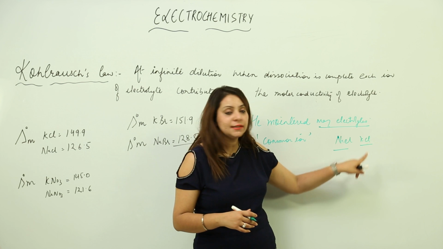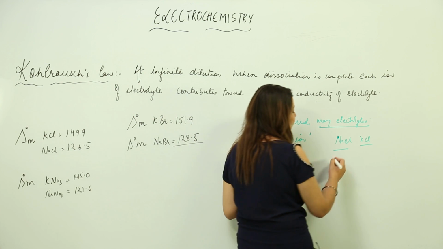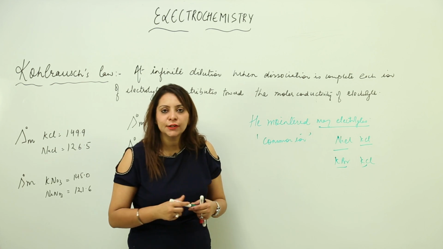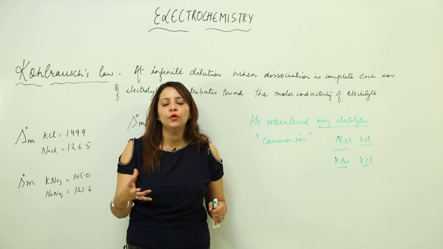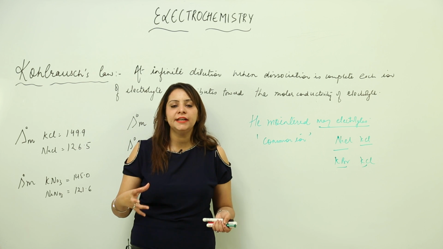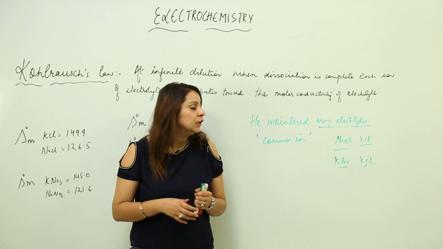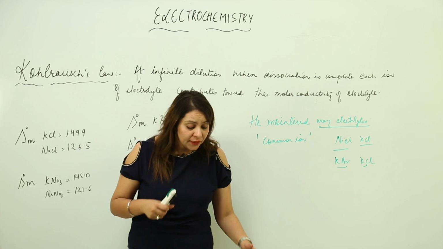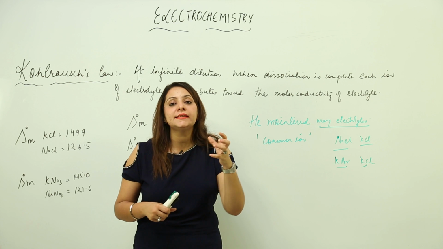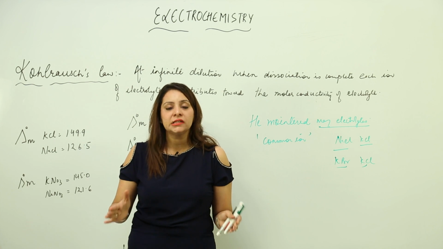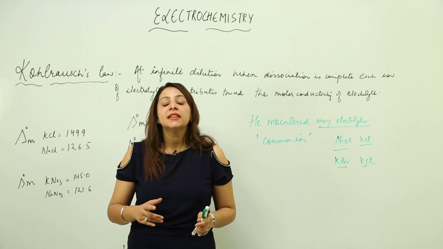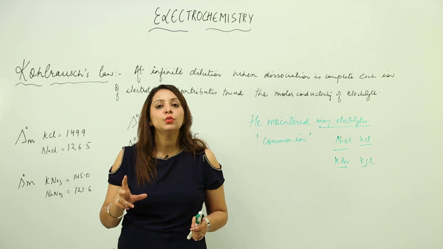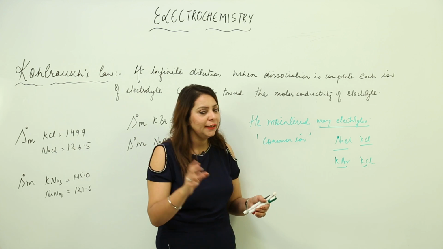As you can see, Cl is the common ion. Likewise we can have KBr and KCl, where K is the common ion. So he took three to four different electrolytes having a common ion, monitored them, and came to the conclusion that if electrolytes contain the same kind of ion, then the molar conductivity difference between the two is the same.